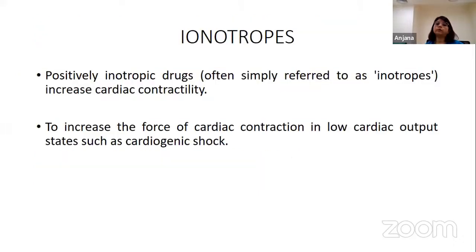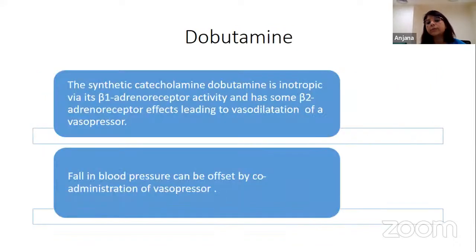Now, coming to the inotropes. What do you mean by inotropes? It means that it has a positive effect on the heart, basically increasing your cardiac contractility and cardiac output. So mainly we use it for cardiogenic shock where there are lower cardiac output states, right? So we have two agents, dobutamine and milrinone.